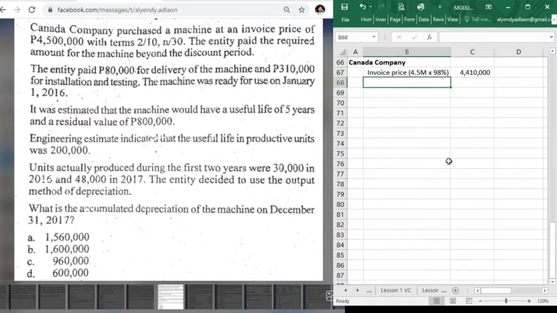Next, the entity, balik ko ani siya, no, accumulated depreciation gipangutana, pero we are still to determine the cost. So that's why magamit lang gihapon ato nahibalaan sa ato ang PPE and then machinery nga topic. Okay, the entity paid 80,000 for delivery of the machine and 310,000 for installation and testing. The machine was ready for use on January 1, 2016. Okay, so naay freight, diba? There is a freight or delivery cost amounting to 80,000 pesos.